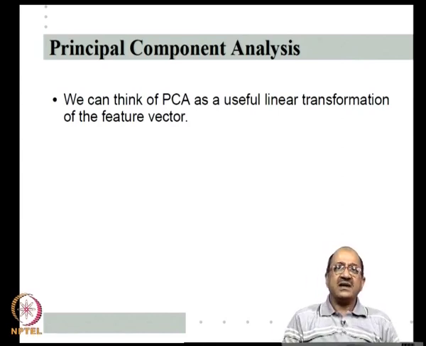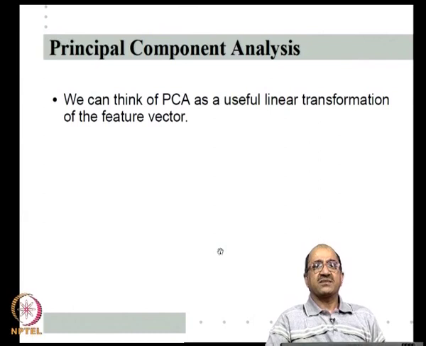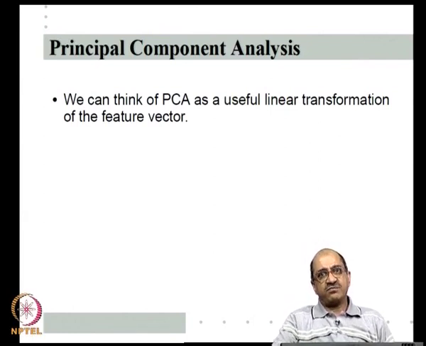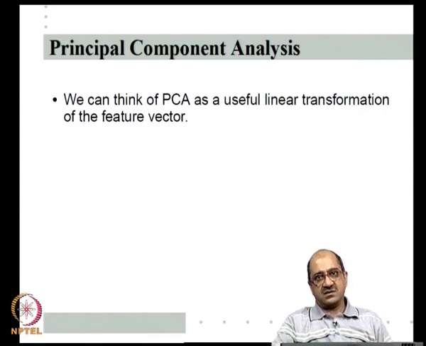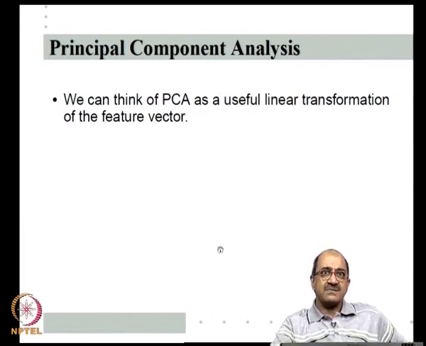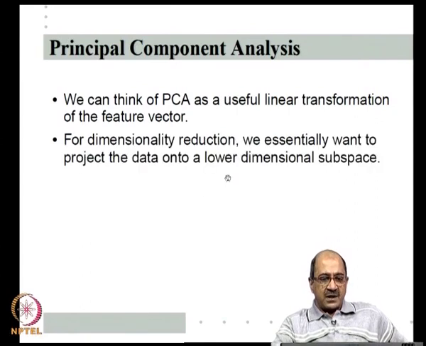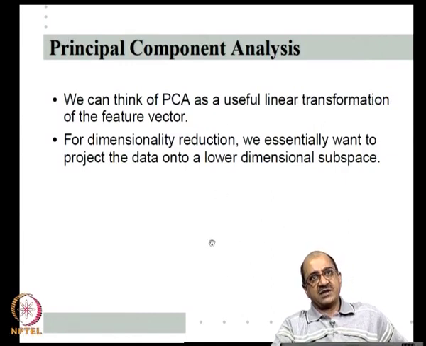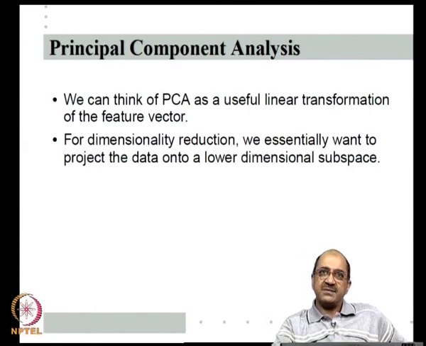So, we can think of PCA as a useful linear transformation of the feature vector. Given the feature vector, you want to find a linear transform to transform it into some other space, and that is useful for classification. Okay. In the dimensionality reduction sense, we essentially want to project the data onto some lower dimensional subspace, right. The linear transform would be a projection actually. So, if I have a d-dimensional feature vector, I may want to project it onto an m-dimensional subspace of the d-dimensional space. Okay.